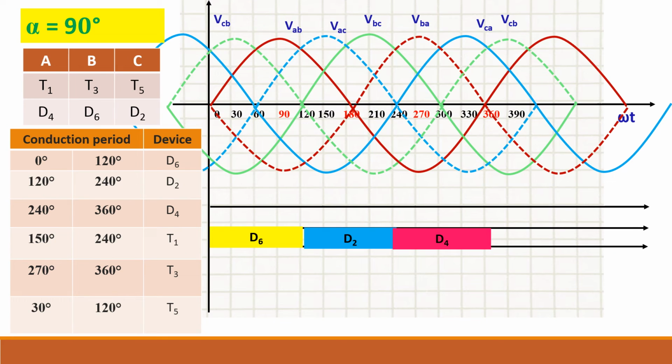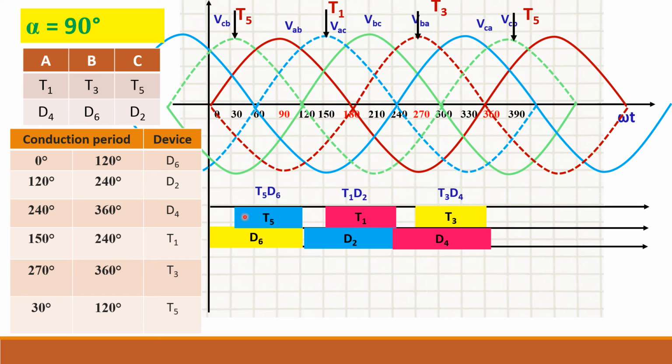Now let us consider this case. Alpha equal to 90 degree. So for a diode, the conduction period remains the same. For the thyristor alone, you find the firing angle. So we have taken alpha equal to 90 degree. So 60 plus 90 will give you 150 degree. So the starting point for T1 is 150 degree. Similarly for T3 it is 270 and for T5 it is 30 degree. Okay.